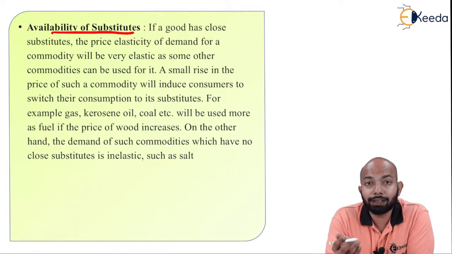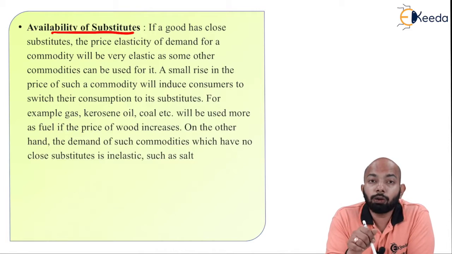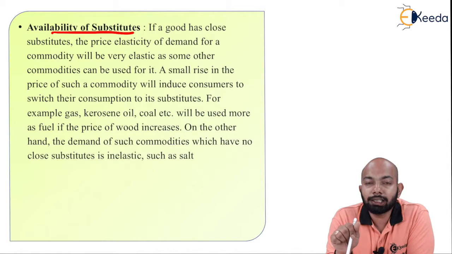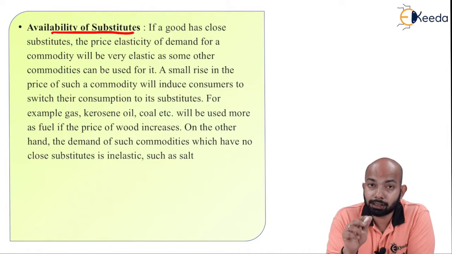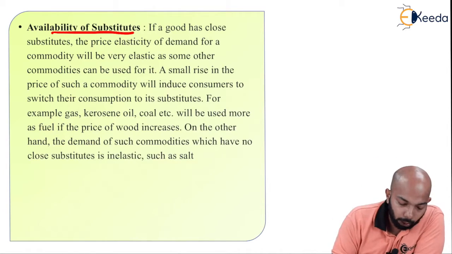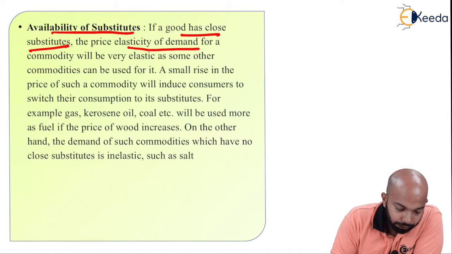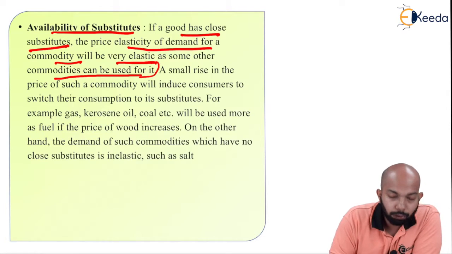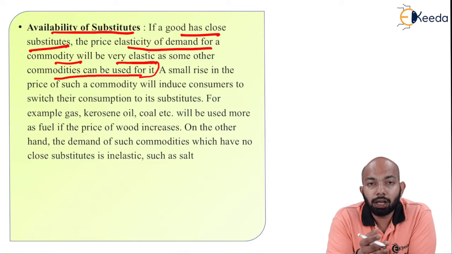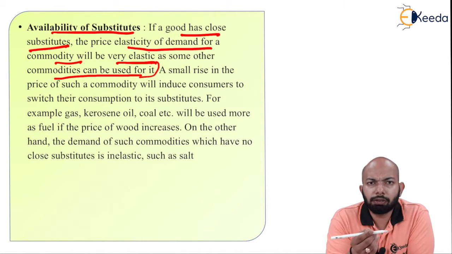Whether the product will have that demand or not is dependent not only on what that specific product has, but also on whether there is any rival product in the market offering the same features at a lower price or at a higher price, which you need to check here. Now, if a good has a close substitute, the price elasticity of demand for the commodity will be very elastic, as some other commodity can be used for it. Hence, if there is a substitute, I know that instead of this pencil, I can use some other pencil which gives me the same feature.